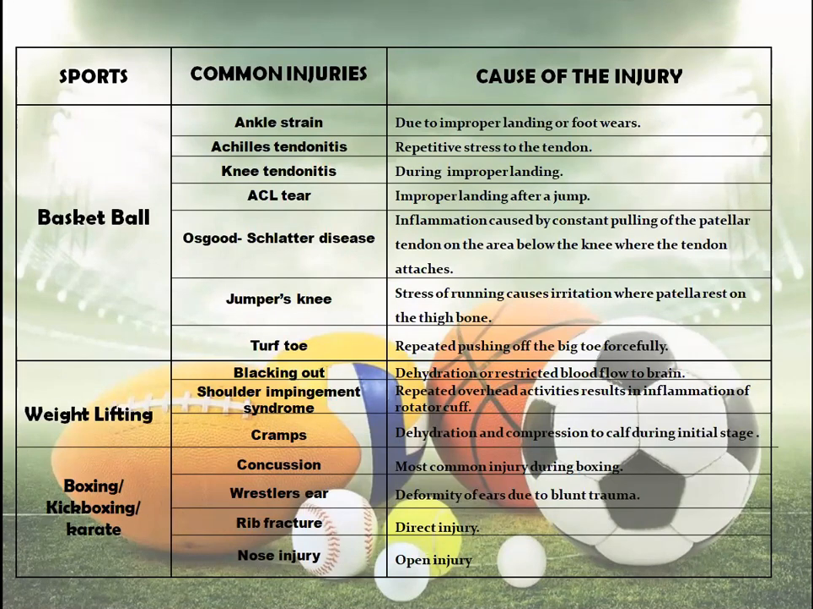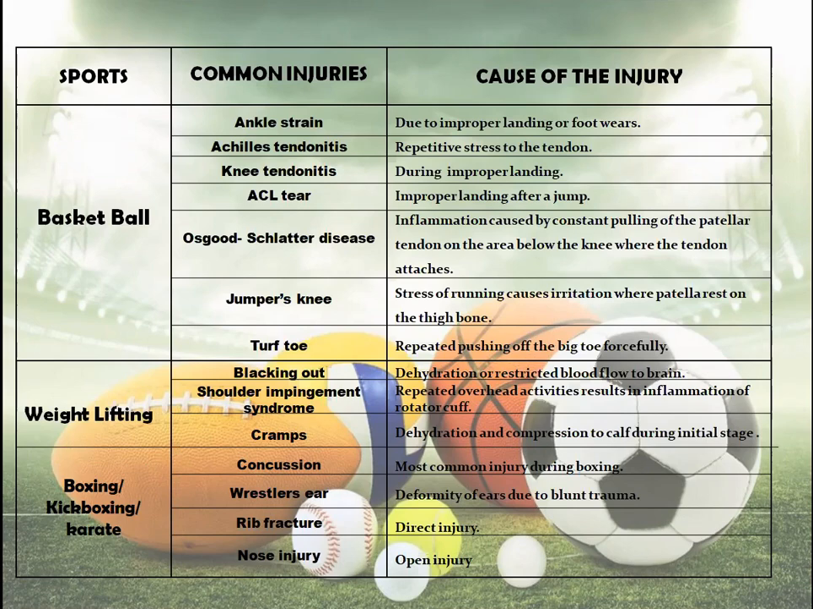In weightlifters, cramps, blacking out, shoulder impingement are common. Blacking out is nothing but dehydration or restricted blood flow to the brain. And shoulder impingement syndrome occurs due to repeated overhead activities, which causes inflammation of the rotator cuff. Then cramps, again due to dehydration and compression of the calf during the initial stage of lifting.